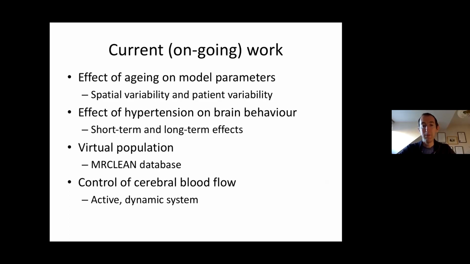Then think a little bit more about the virtual population. I'm not going to talk about this very much because Alphonse will talk about this at a later date, but that's very much where this work is heading, using the MR CLEAN database. And picking up very briefly on the thing I talked about earlier, the idea that the system controlling cerebral blood flow is very active and dynamic.